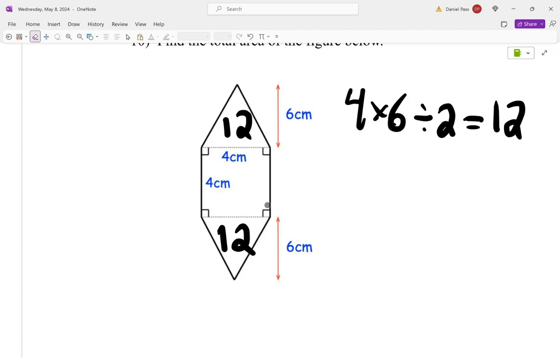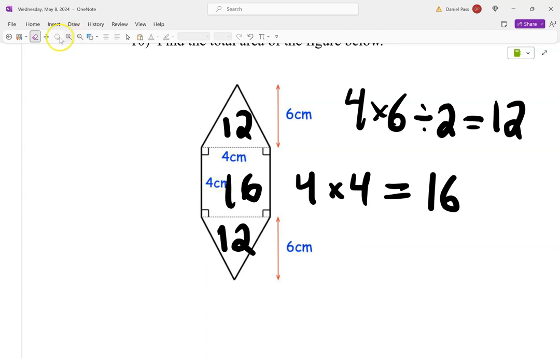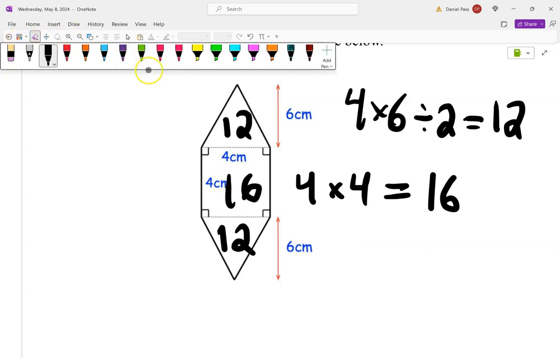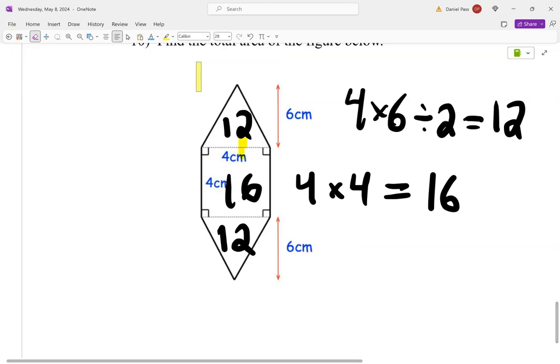Okay, what about the middle? 4 times 4. The middle. Right? Add them together. That's right. You add them together. You want to make sure you don't forget the middle.